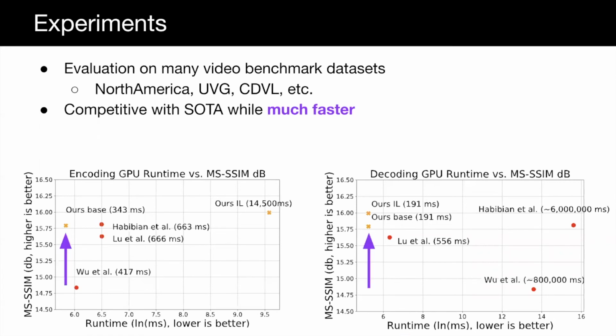We can see that our base model achieves competitive MSIM while being much faster than previous deep methods. Our internal learning extension does add encoding runtime costs due to gradient optimization during encoding time. However, it leaves decoding costs unaffected while improving MSIM from the base model by an additional 10%.